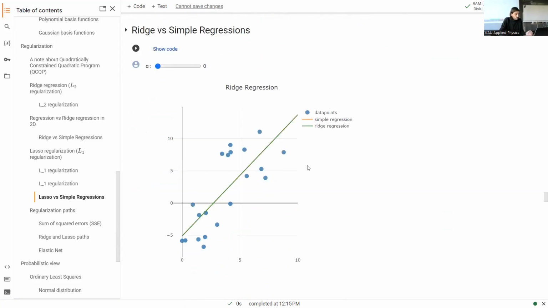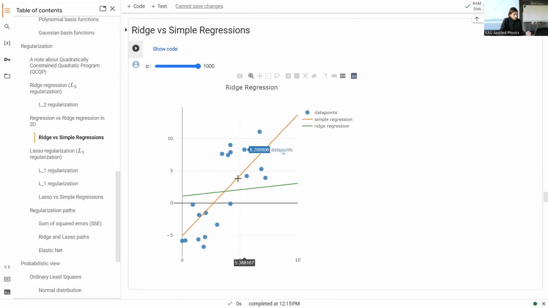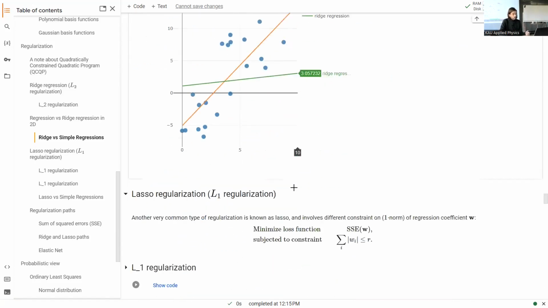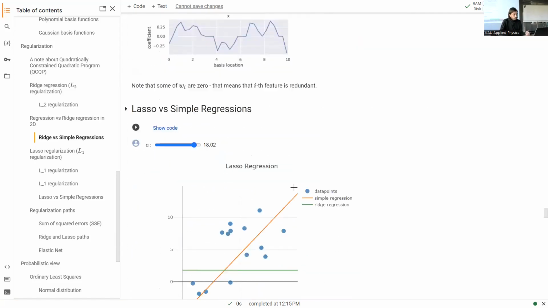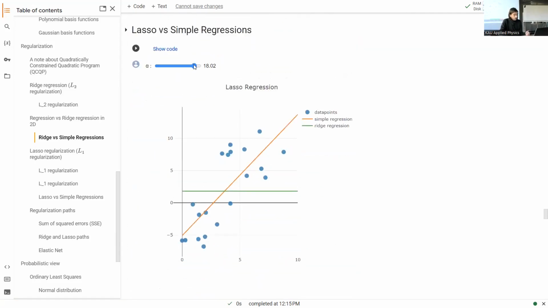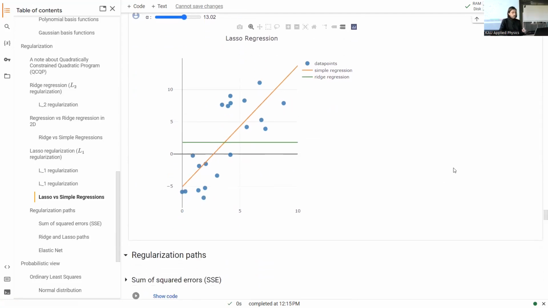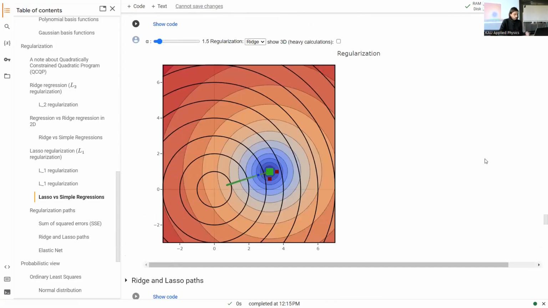We have no this parameter anymore. We couldn't do that with ridge regression. I'm increasing the strength, but I never get to the exact horizontal line. It always has some influence of that parameter. Here, at some point, I have removed all the influence of the parameter, and it became horizontal. So this is your tool to remove some redundant features.